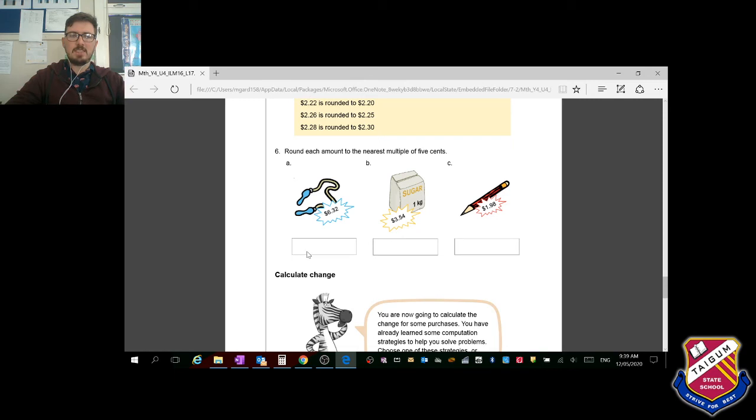So A, $6.32 is rounded to $6.30. $3.54 is rounded to $3.55. $1.98 is rounded to $2.